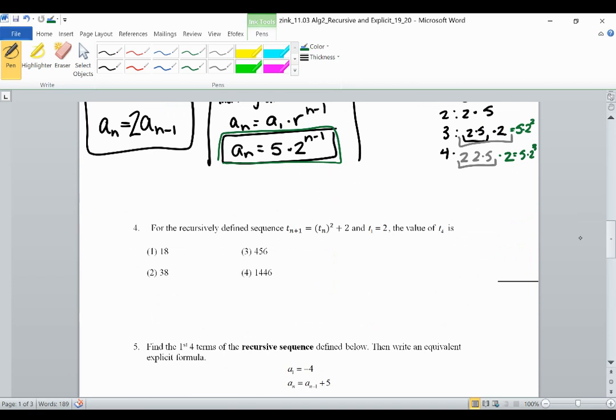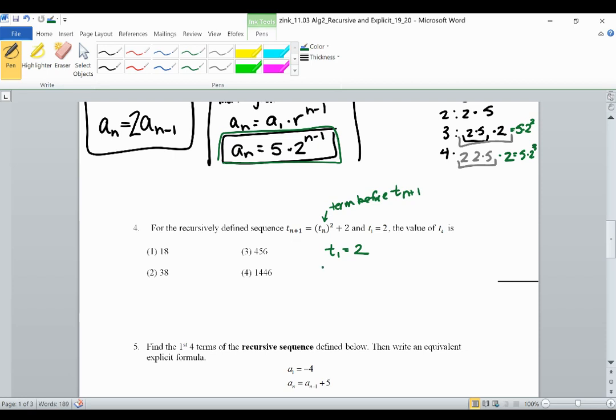All right, number 4, for the recursively defined sequence, t sub n plus 1 equals t sub n squared plus 2, and t sub 1 equals 2. Find the value of t sub 4. All right, so we know the first term is 2. And this one's written just a little bit differently. Instead of writing t sub n and t sub n minus 1, it's t sub n plus 1. So it still means the same thing. This is the term that comes before t sub n plus 1.